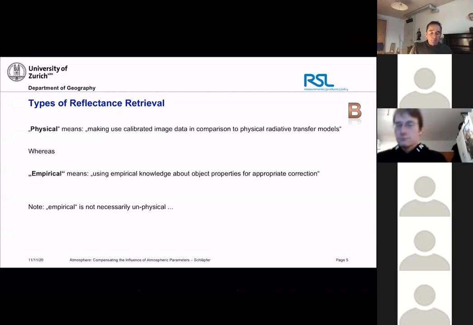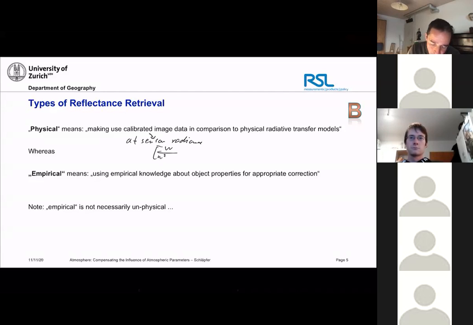So what types of reflectance retrieval do we have? Sometimes it's called physical and empirical. I mentioned this before. If you're thinking about physical retrieval, this means we are making use of calibrated imagery. Calibrated means at-sensor radiance. That's in watts per square meter, steradian, nanometer. That's a typical calibrated value we have.